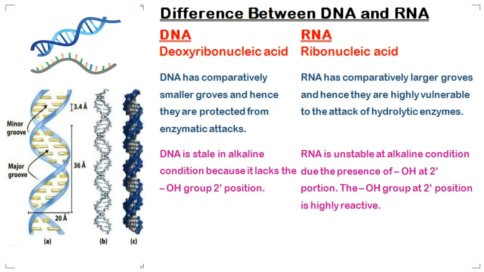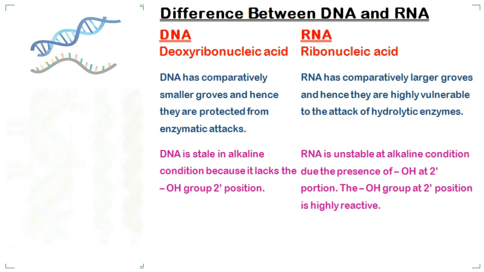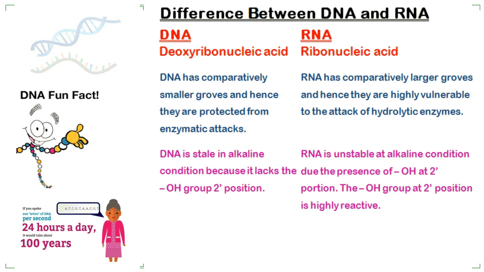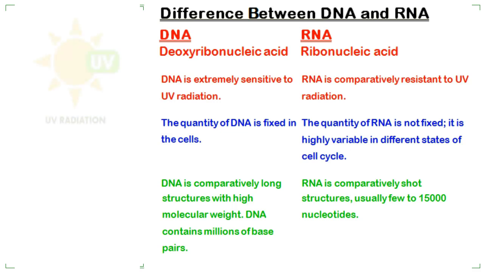DNA has comparatively smaller grooves and hence they are protected from enzymatic attacks, while RNA has comparatively larger grooves and hence they are highly vulnerable to the attack of hydrolytic enzymes. DNA is stable in alkaline condition, because it lacks the hydroxyl group at second position. While RNA is unstable at alkaline condition, due to the presence of hydroxyl group at second position. The hydroxyl group at second position is highly reactive.